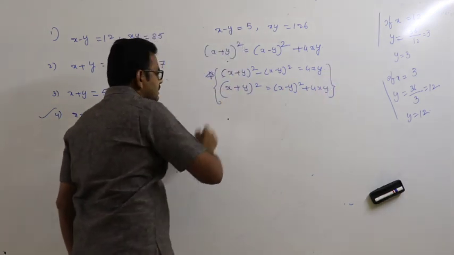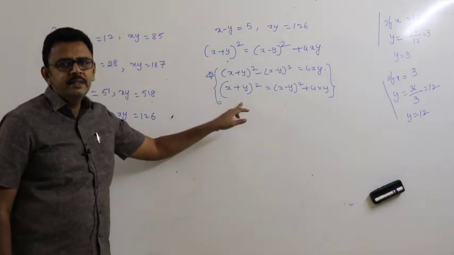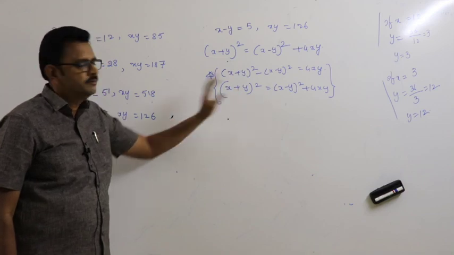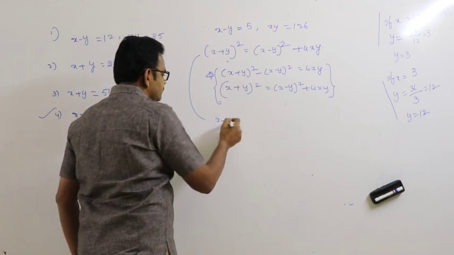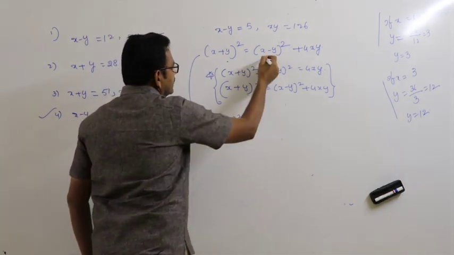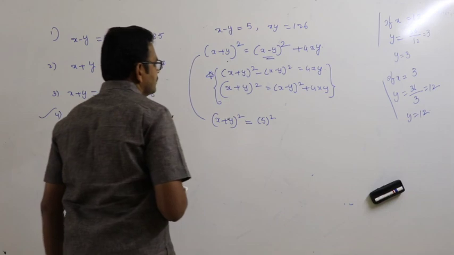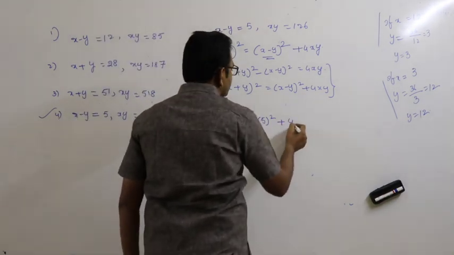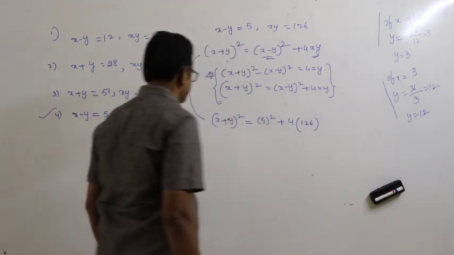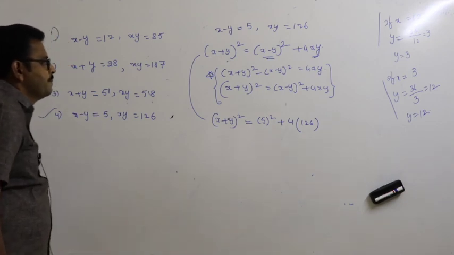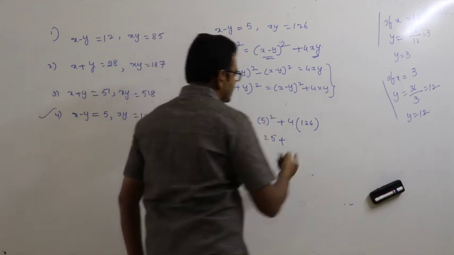In the previous class, I discussed all the trigonometric identities and algebraic identities. I discussed each and everything. So from this, (x plus y) whole square is equal to (x minus y) whole square, and x minus y is 5, so this is 5 square, plus 4 into xy. xy is 126. So this is 25 plus 126 into 4.